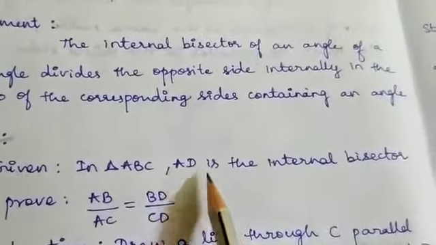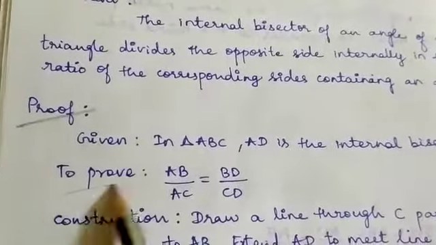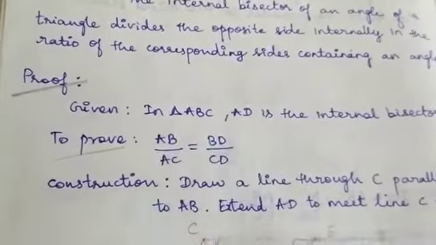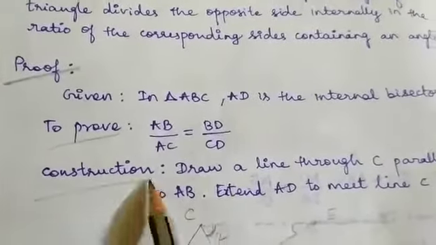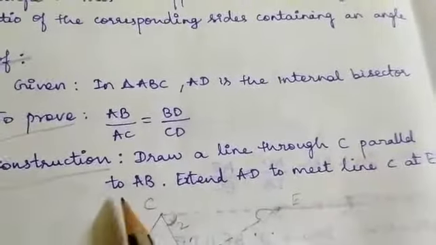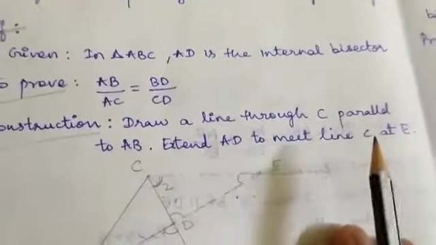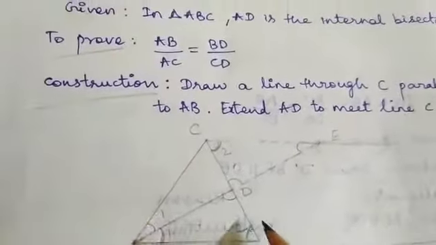In triangle ABC, AD is the internal bisector. To prove: AB by AC equal to BD by CD. So our construction is: draw a line through C parallel to AB. Extend AD to meet that line at E. So this is our diagram.